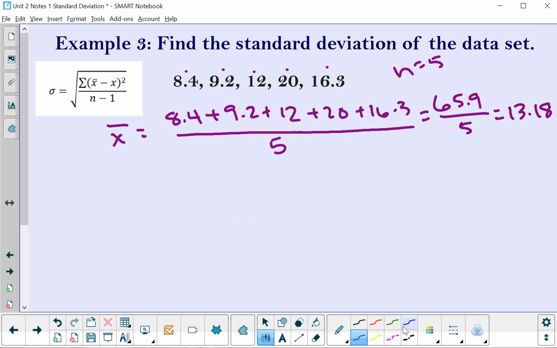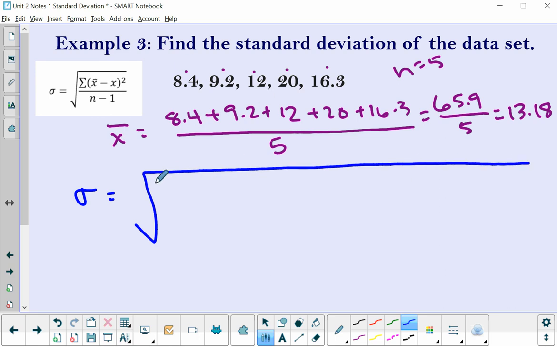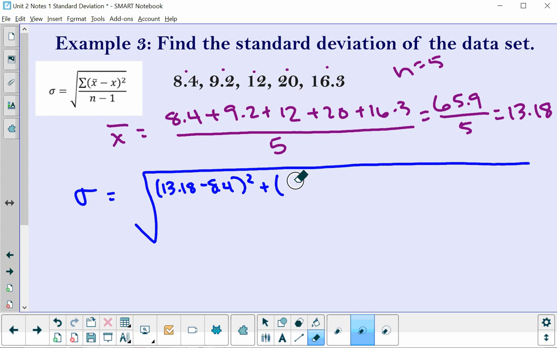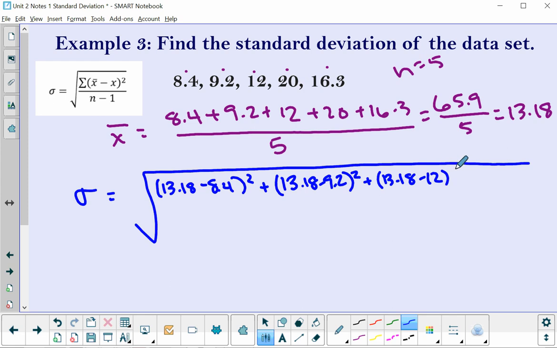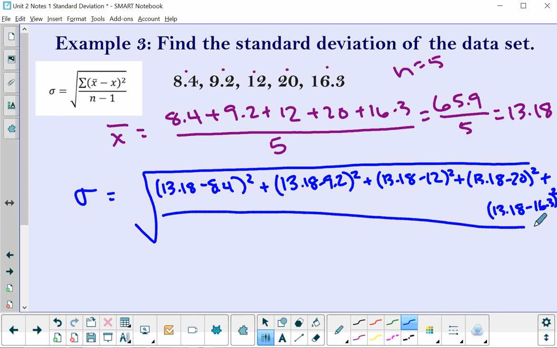It's kind of ugly. This is where typing it into your calculator is going to be really nice, because doing that out by hand and then squaring it, you're going to have a lot of crazy decimals if you do it that way. So give yourself a big old radical. You've got 5 points to put in under here. I've got 13.18 minus 8.4 quantity squared plus 13.18 minus 9.2 quantity squared plus 13.18 minus 12 quantity squared plus 13.18 minus 20 quantity squared plus 13.18 minus 16.3 quantity squared. Sorry, this got really messy. Here's my fraction bar, divided by 5 minus 1 is what I'm looking at there.